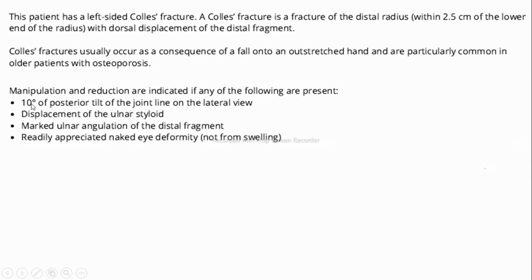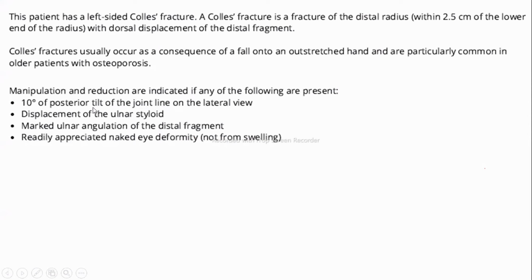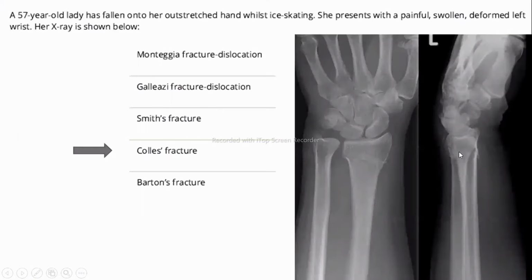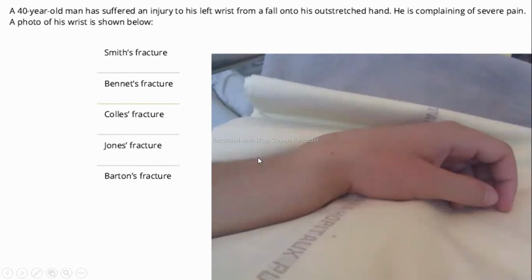If you find 10 degrees of posterior tilt of the joint on the lateral view, displacement of the ulnar styloid, more than 10 degrees, marked ulnar angulation of the distal fragment, or a deformity readily appreciated by the naked eye. It means from inspection it's obvious. Like what is obvious? This one, right?